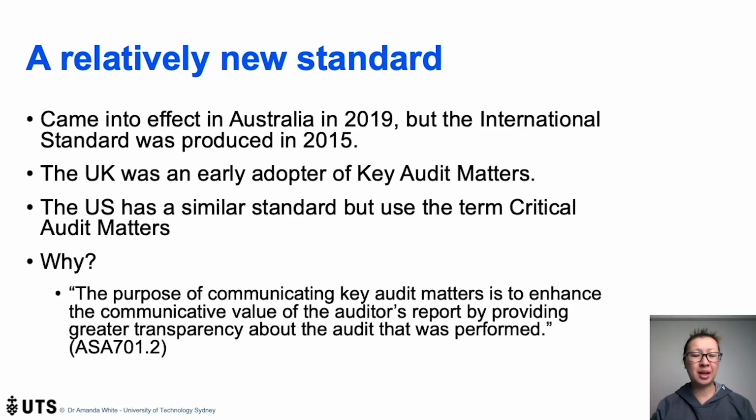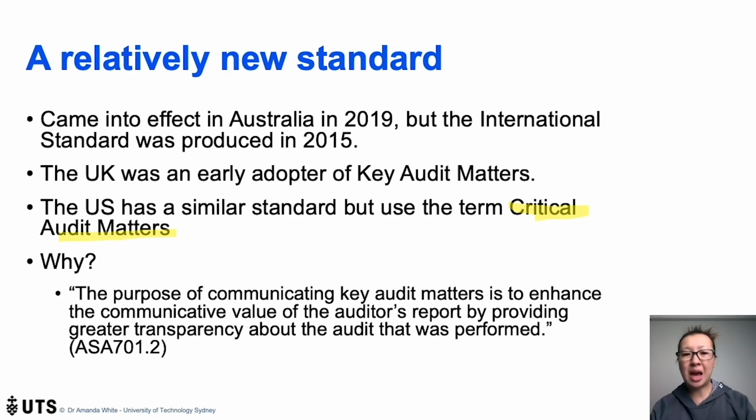It came into effect in 2019, and we've got a whole range of information now about what companies are talking about or what auditors are talking about, but it was an international standard that came out in 2015. And what's really important for us is that the UK early adopted key audit matters, and there was a lot of great information about what auditors should do. The US has a similar standard, but they use the word critical audit matters. I don't know why they used critical instead of key. They just had to be different there.